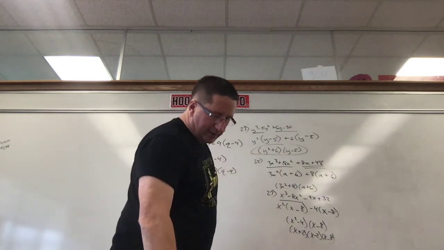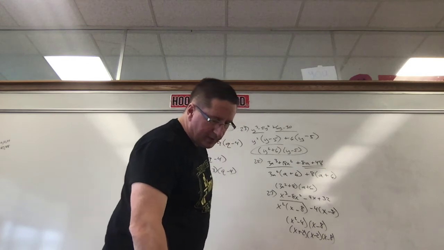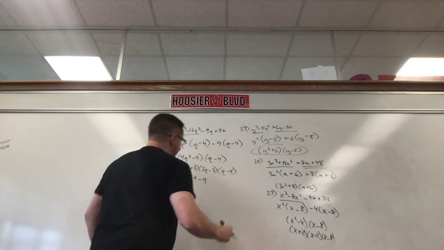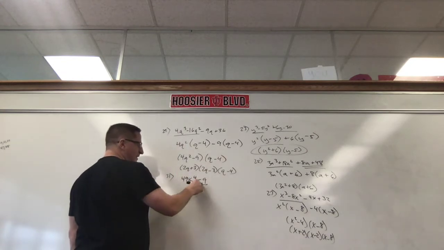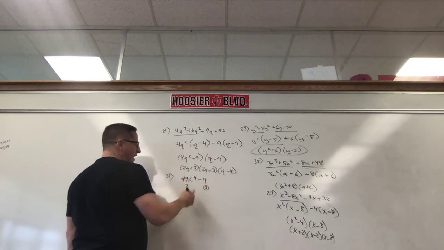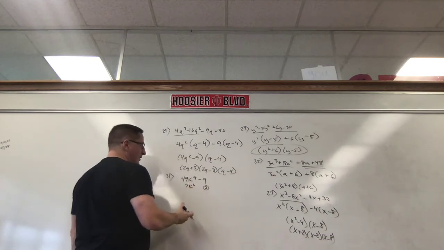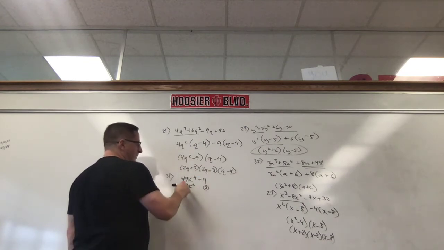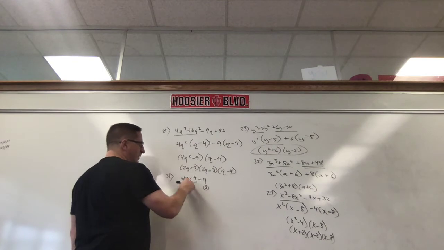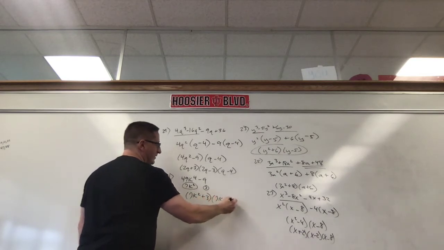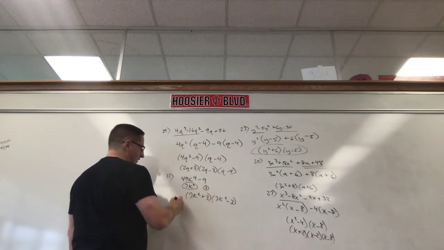Okay, 31. 49k^4 minus 9. Okay, this is kind of weird here, but this is a difference of squares. 9 is a square, it's 3 squared. 49 is 7 squared, and k^4 is a square, it's k squared squared. I mean, 7k squared squared is 49k^4. So it's going to be 7k squared plus 3 and 7k squared minus 3. So that's a difference of squares. It's just kind of hiding a little bit.